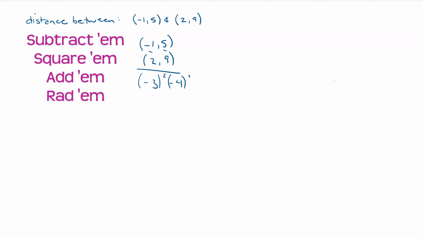Square them, so I'm going to square both of them. That gives me 9 and 16. I add them to get 25, and then I rad them to get 5. The distance between (-1, 5) and (2, 9) is 5.